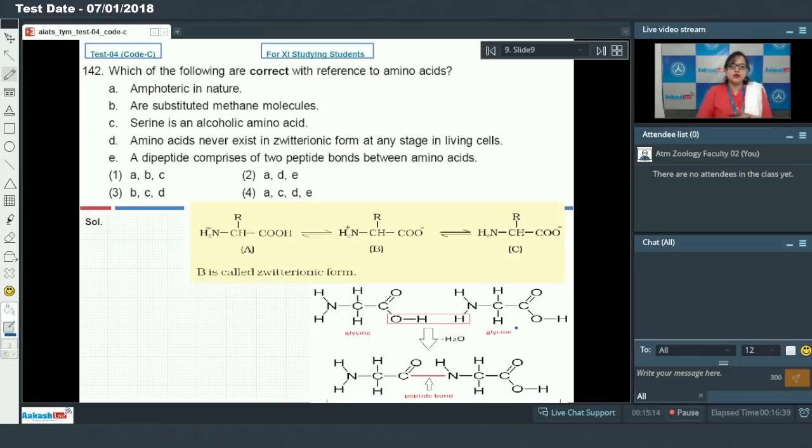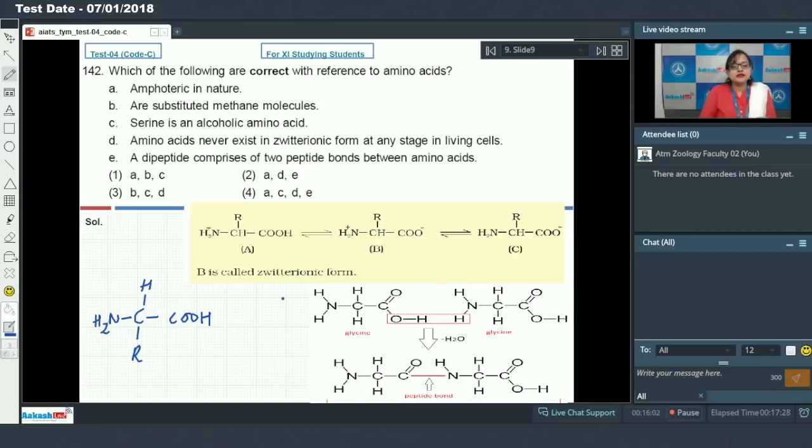That is question 142. Which of the following are correct with reference to amino acid? A. Amphoteric in nature. Amphoteric compounds are those which can react as an acid as well as a base. So if we see the structure of an amino acid, it has a carboxylic group, an amino group, one hydrogen and an R group, and this R group varies among different amino acids.